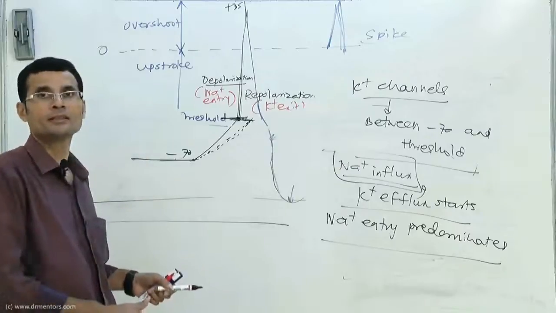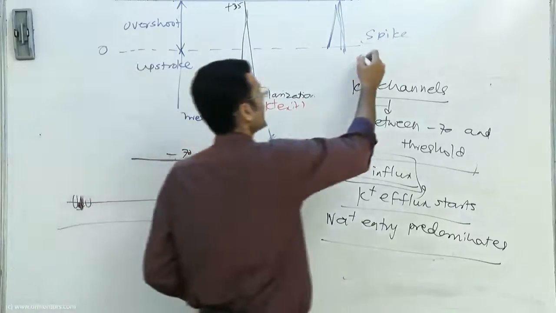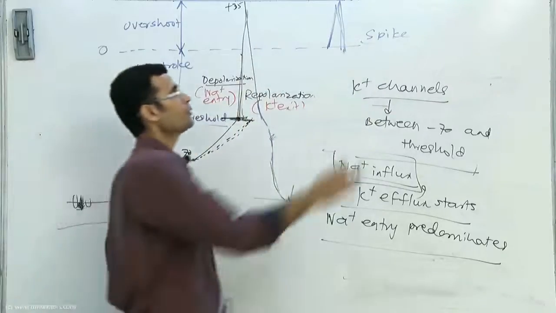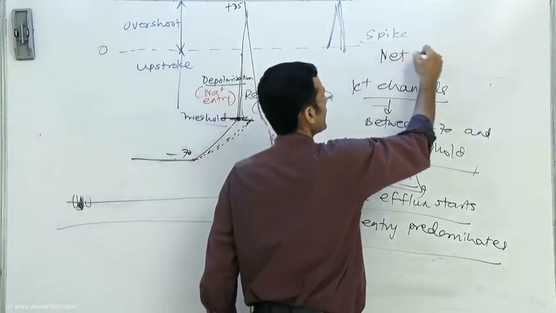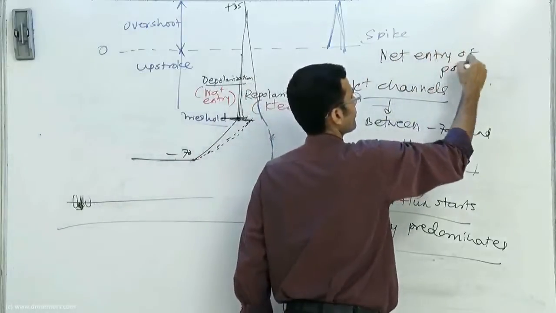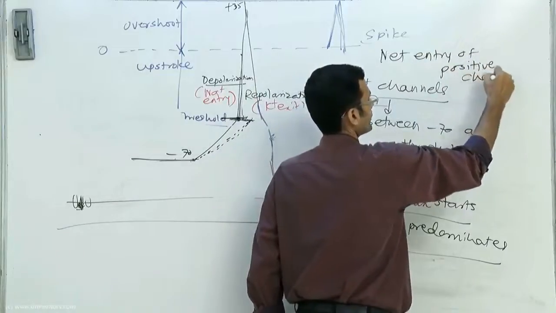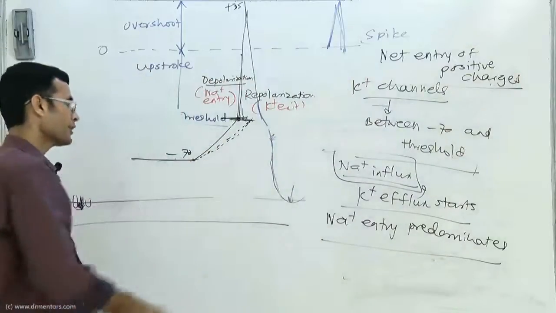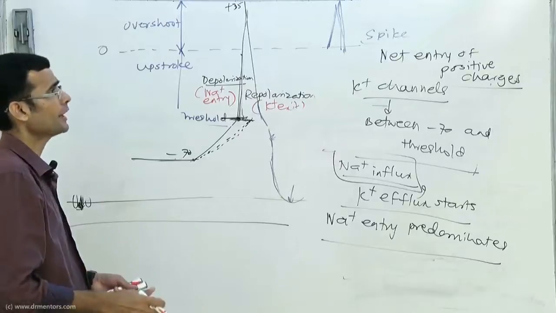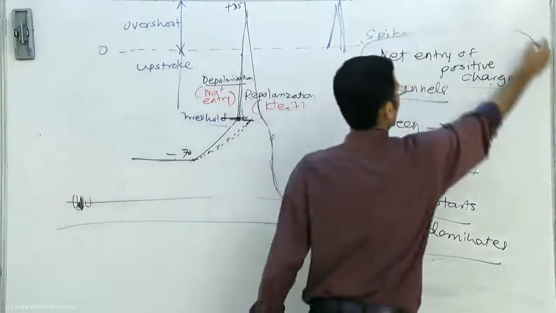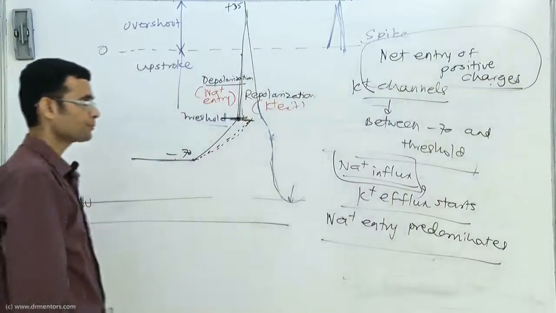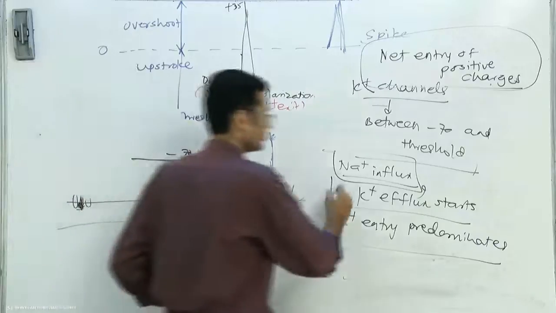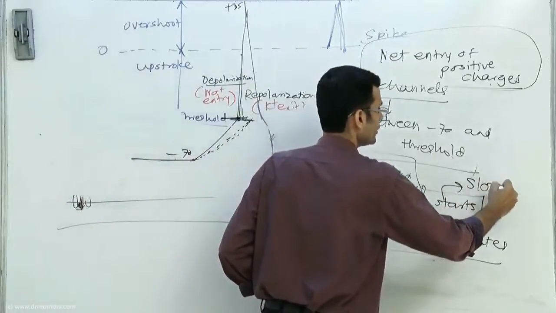Sodium entry predominates, and therefore, so far you have read that depolarization is because of sodium entry. Now you must say depolarization is because of net entry of positive charges, net influx of positive charges. Sodium is coming in, but potassium is also going out, but sodium coming in is larger, so there is a net influx of positive charges. That results in depolarization. That's the correct way of describing depolarization. Now my question is, what happens to the potassium? Potassium efflux is initially slow.